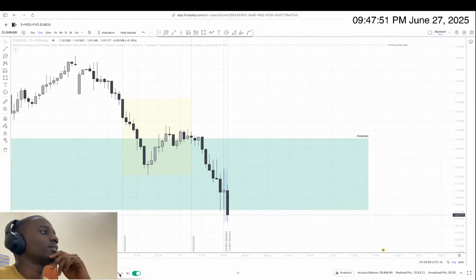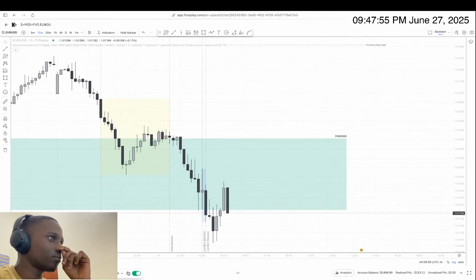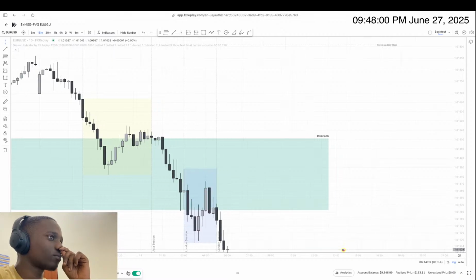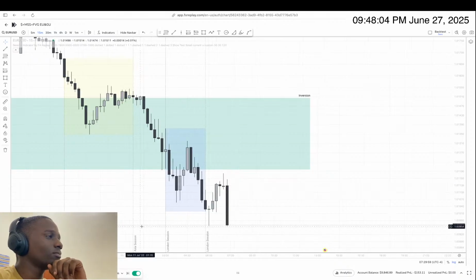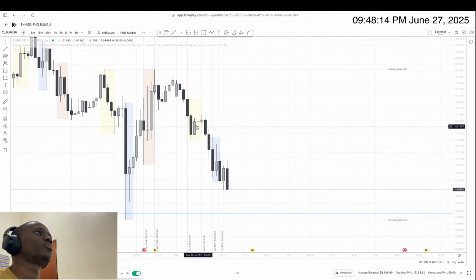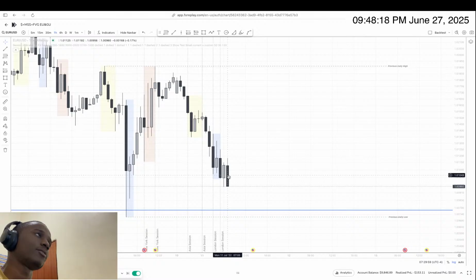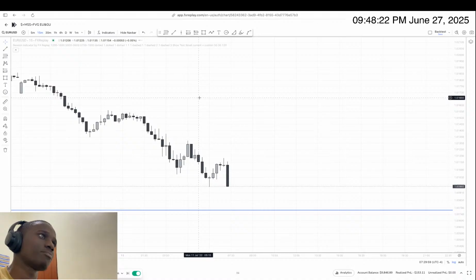Well, London has just started and it looks like we're not respecting the POI at all. How's the 1 hour looking? Looks like we'll continue to drop nonetheless. So this POI was invalidated, but this is nice, so we still have a bearish bias. Let's see if we can find a way to position ourselves in this market.